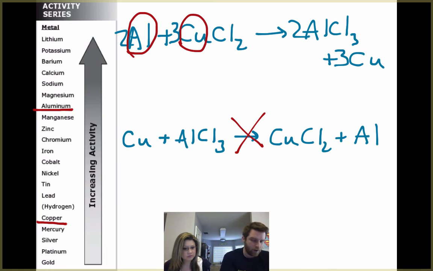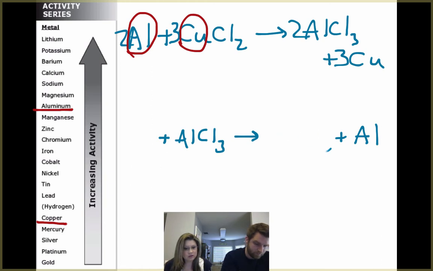So let's find something that does work. Let's say I wanted to get that aluminum out, but I can't use copper. According to the activity series, we have to use something that is higher up, or more reactive, than aluminum. So what is more reactive than aluminum in this case? Magnesium, sodium, calcium, barium, potassium, lithium. Let's use calcium. Calcium is higher up on the list, so if we just added calcium to aluminum chloride, it would kick aluminum out. It would make calcium chloride.